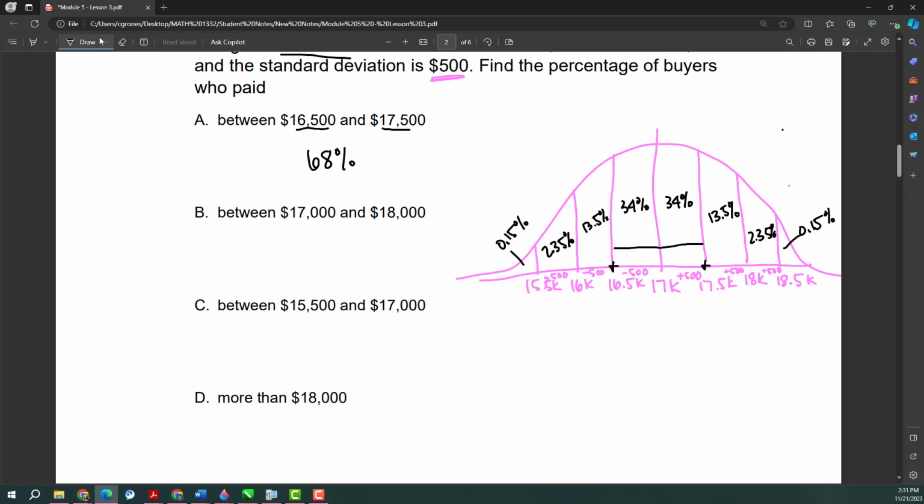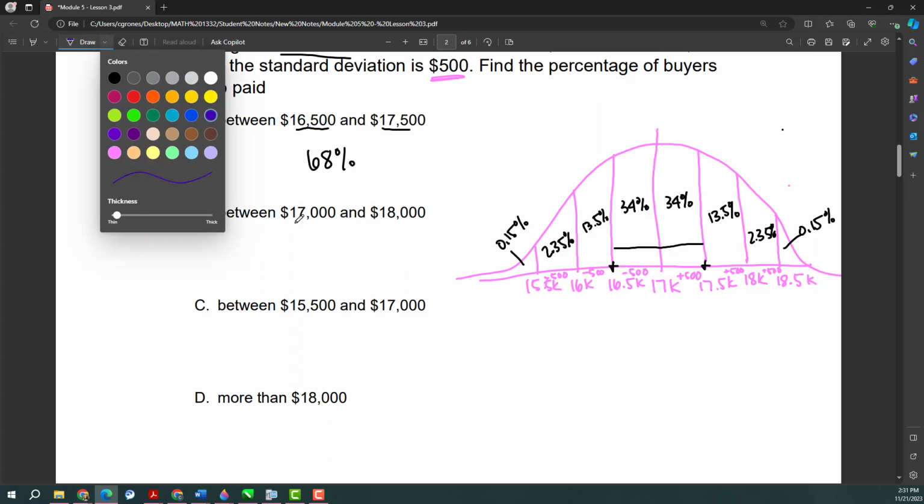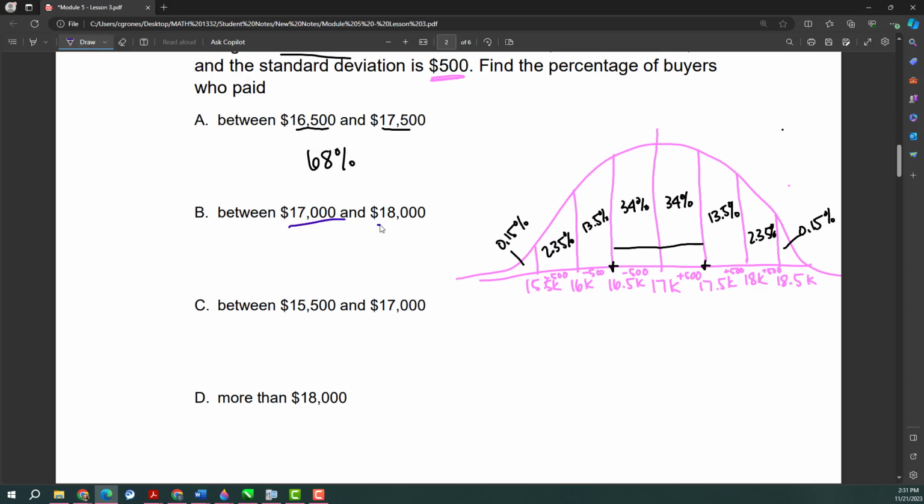On B, we want the percentage of buyers between 17,000 and 18,000. So we've got 17,000 here and 18,000 here. We are going to add 34 and 13.5. Gives us 47.5%. Let me write this out. 34 plus 34 equals 68.